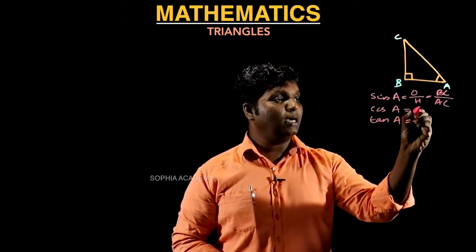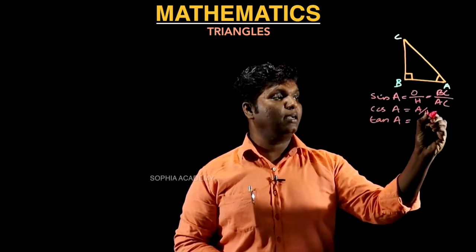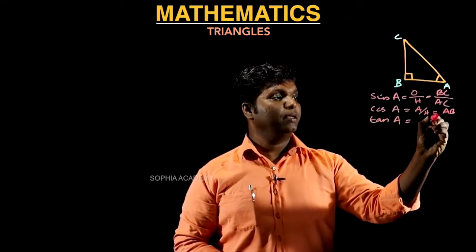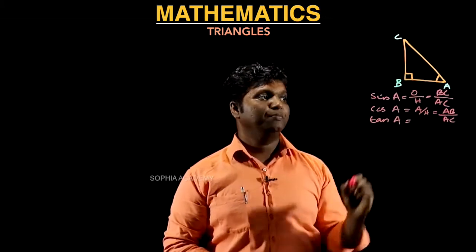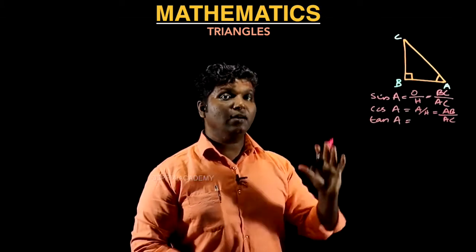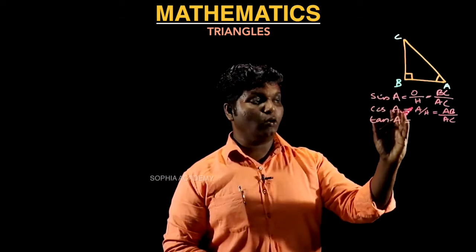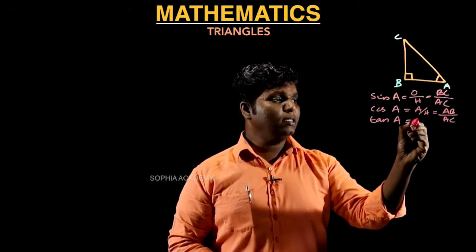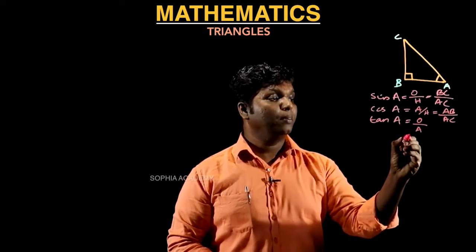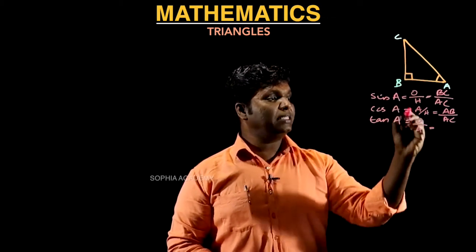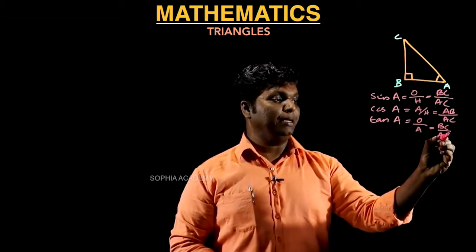Now, what about cos A? It is adjacent side by hypotenuse. Where is your adjacent side? AB is your adjacent side. So AB divided by, adjacent side by again hypotenuse itself, AC. Now what about tan theta or tan A? Here you studied about sine, cos. Now the next one is tan A. It is opposite side by adjacent side. What is the opposite side here? It is BC divided by, what is the adjacent side? It is AB. Is that clear?